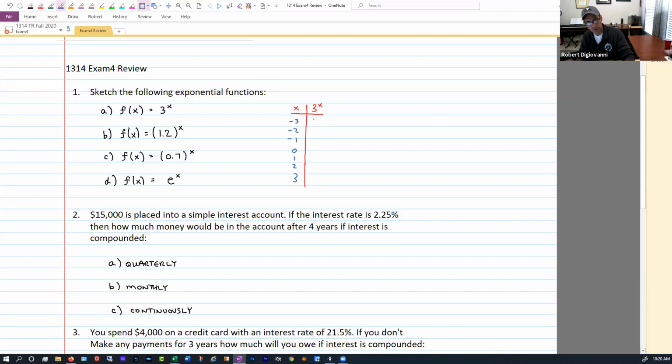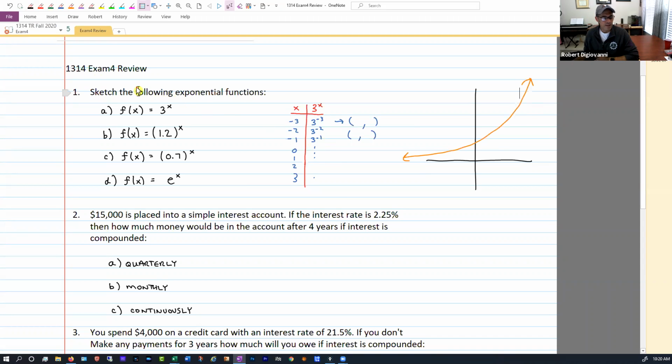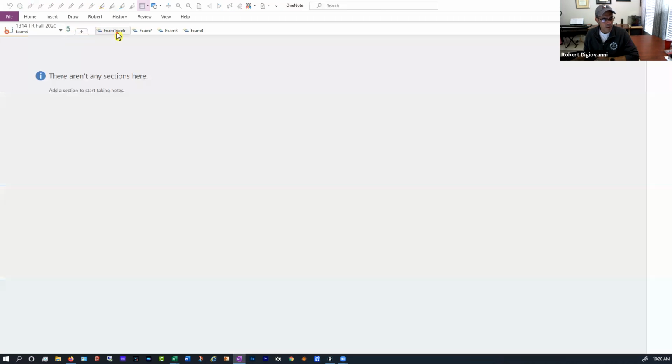So that means you're going to do 3 raised to -3, then 3 to the -2, 3 to the -1. And you're going to do that for each one of these. Once you do that, each of these is going to represent a point that you're going to graph. So on a graph, just plot those points, and you should get something that looks like an exponential function. Does that make sense?